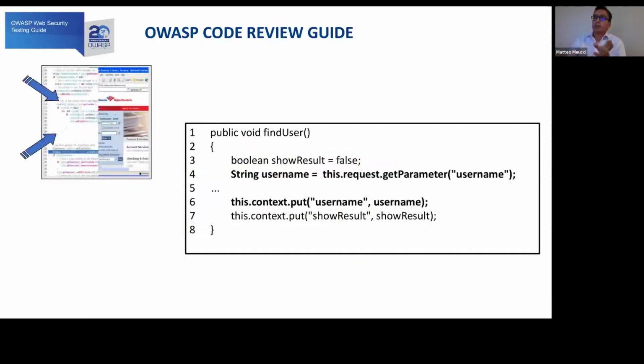The OWASP code review guide is another interesting project that focuses on the source code. So this project is able to perform this kind of analysis during the development. And here you can see the same vulnerability from the source point of view. At line 5, something is missing here, and the username is not currently validated. There is not the encoding strategy, so the vulnerability is coming.